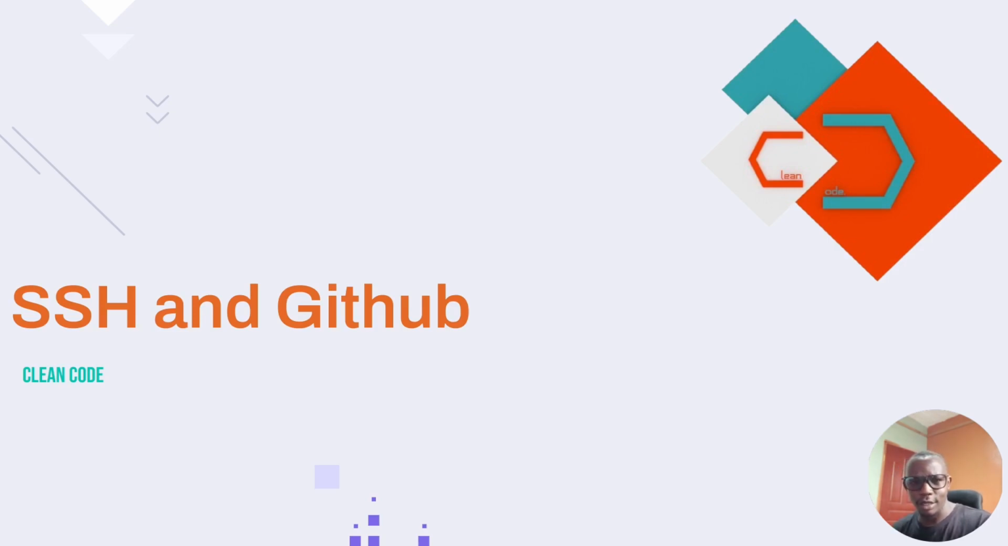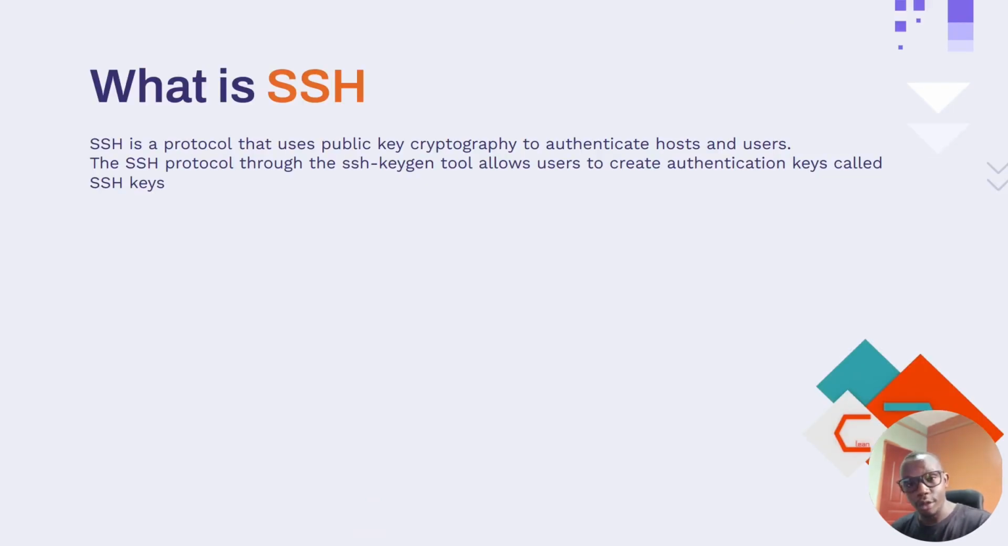But first, what is SSH? SSH is a protocol that uses public key cryptography to link hosts and users. Now, SSH provides us with the SSH Keygen tool, which allows us to generate public and private keys using specific algorithms that we're going to look at, with which we can then establish a secure communication between us, the user, and whatever host we are communicating with.